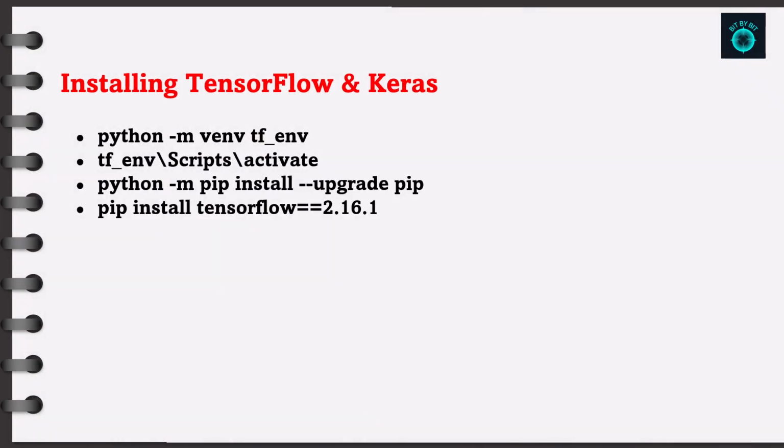Installing TensorFlow and Keras. To install Keras with GPU support in VS Code on Windows, just open CMD. Go to your project folder and create a virtual environment with python -m venv. Activate it using tfenv scripts activate. Next, upgrade pip using python -m pip install --upgrade pip. And install TensorFlow, which already includes Keras, using pip. For example, version 2.16.1 works best with modern NVIDIA drivers and supports GPU out of the box.